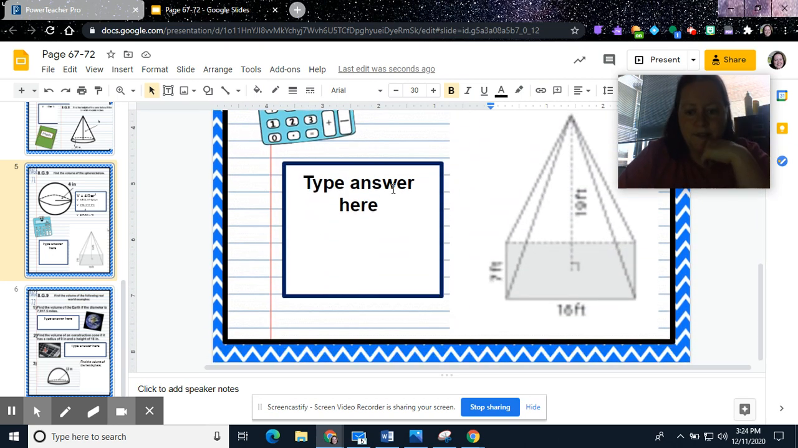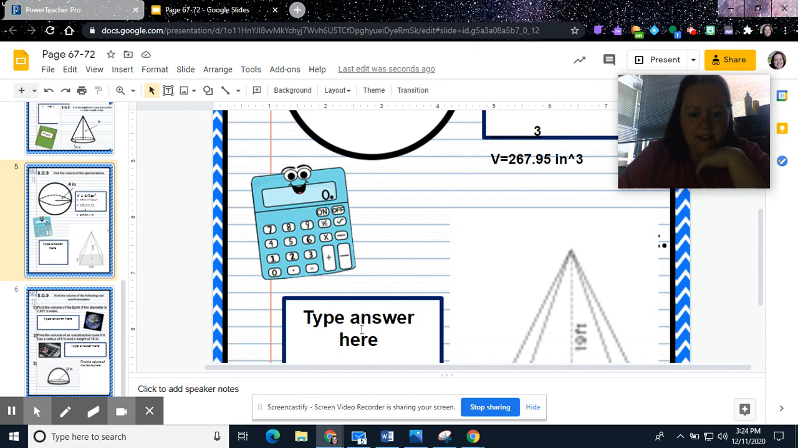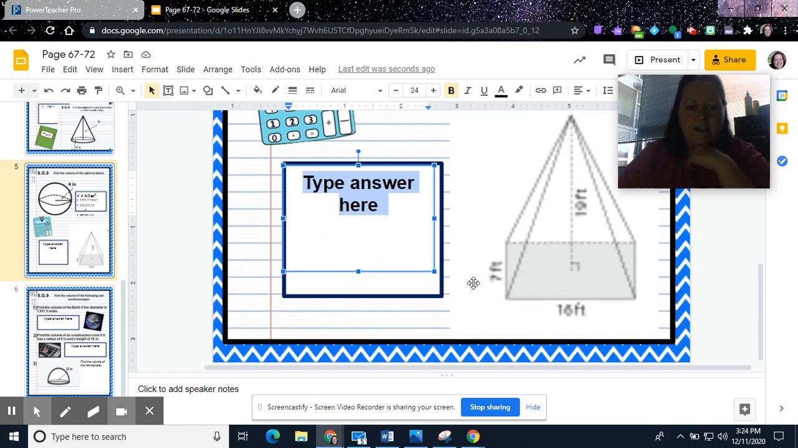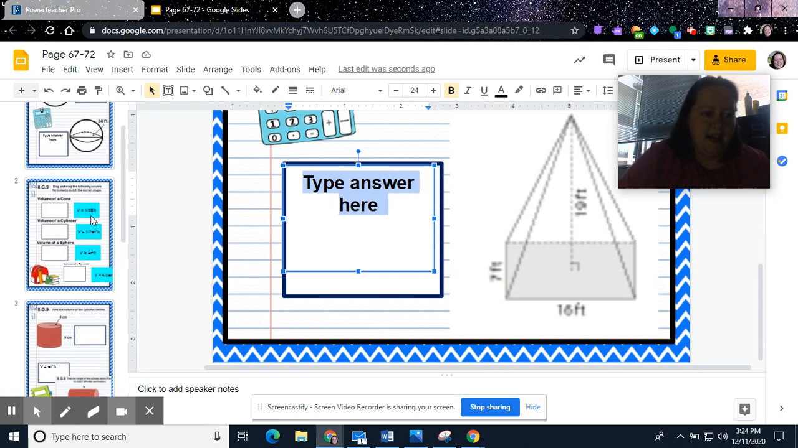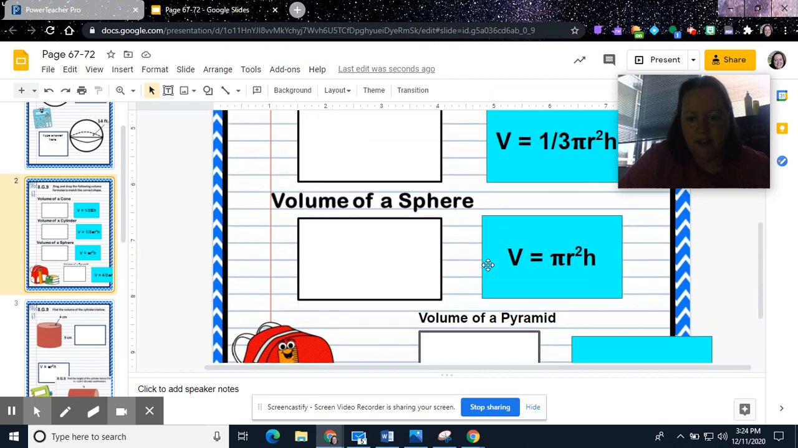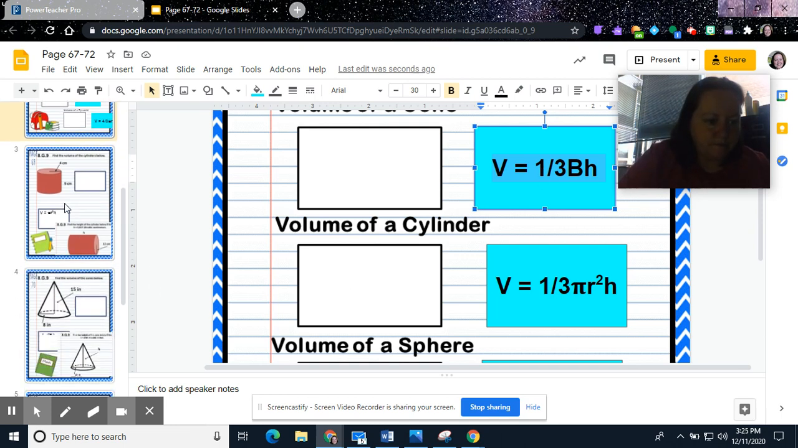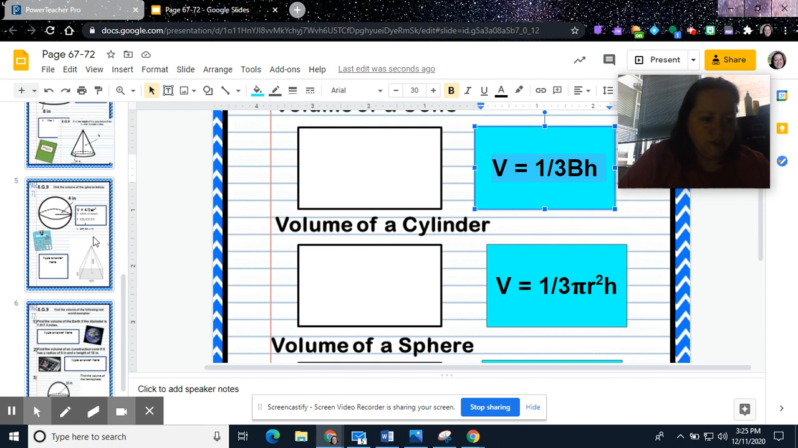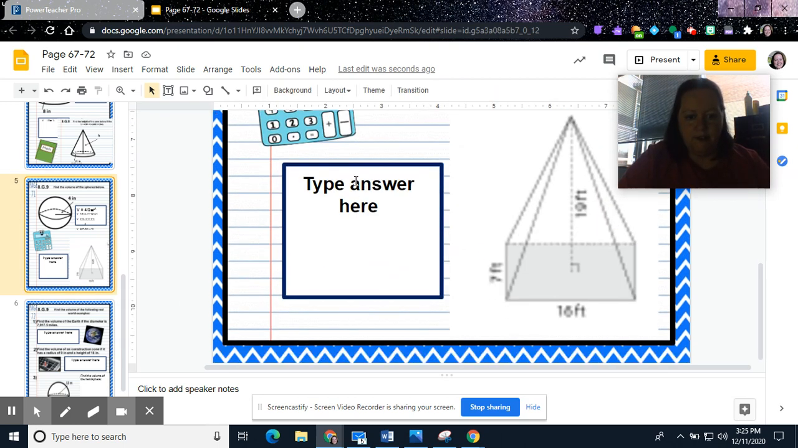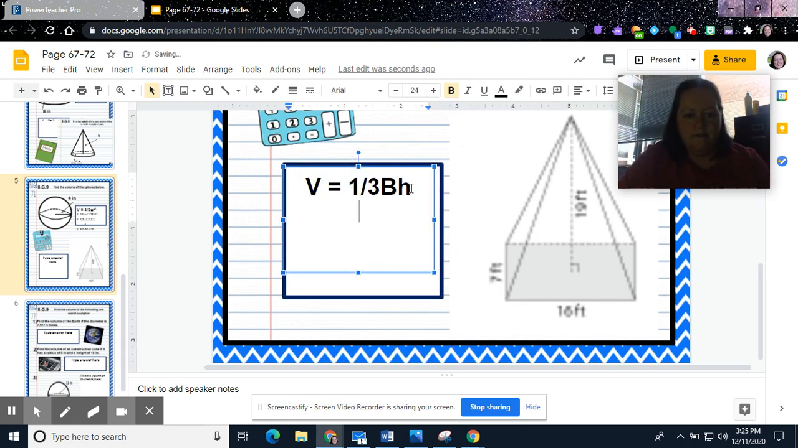Okay. On this one down here, this is the pyramid. If we look back at the page with our formulas, the volume of the pyramid was 1/3 area of the base times the height. So that's going to be what I put here. And then from here, the volume is going to equal 1/3, and then I'm going to use parentheses. This big B means the area of the base. So you need to look at the base.